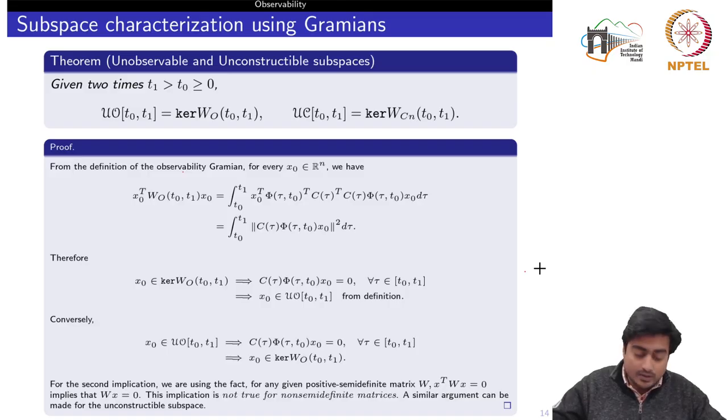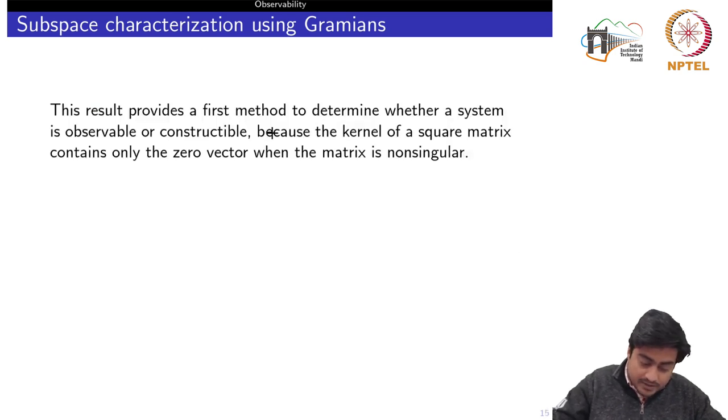So far we had seen about the subspace characterization using Gramians. So whatever the result we have obtained in this theorem, we can directly apply to determine whether the system is observable or not. So this result not only provides a first method to determine whether a system is observable or constructible, but it also provides the characterization of the subspaces which we would use in the later concepts. So this Gramian has a direct implication.